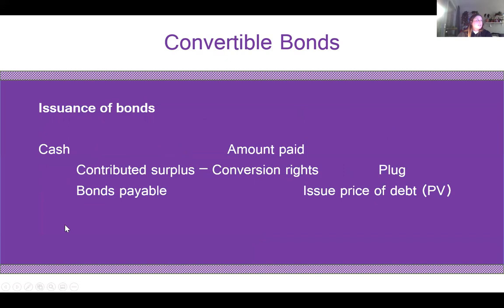So when the bonds are issued, like I said, you're going to account for the debt portion and the equity portion. The cash portion is going to be the amount that the bondholders paid. Most likely it's going to be at a premium. So you're going to see, like, we paid 105 to get these bonds. Your bonds payable is going to be the present value of your debt, like we saw last week. And your contributed surplus is going to be a plug. So it's going to be the difference between your cash and your bonds payable.